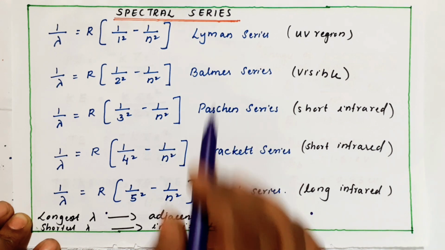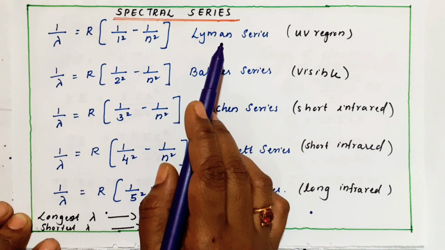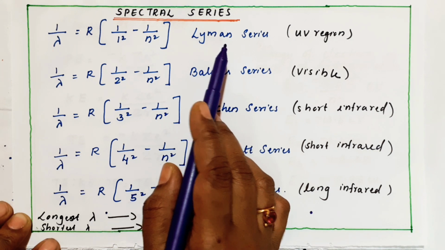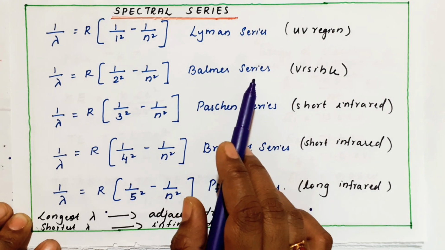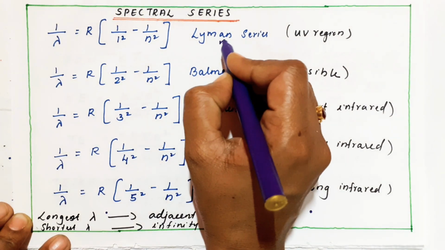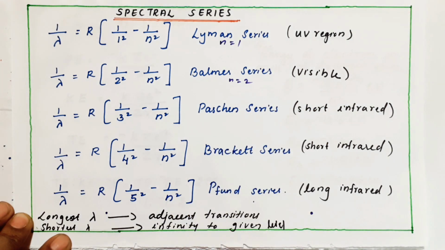Remember, next. Lyman series means it should jump to the first level, from 2 to 1, 3 to 1, 4 to 1, 5 to 1. These all will come under Lyman series. Balmer series means they will jump to 2. Here it should jump to 1. Here it should jump to 2. Paschen means it should jump to 3.